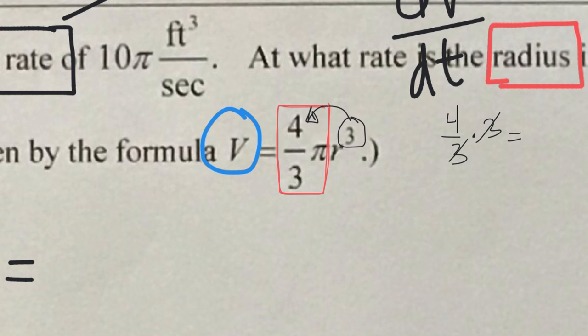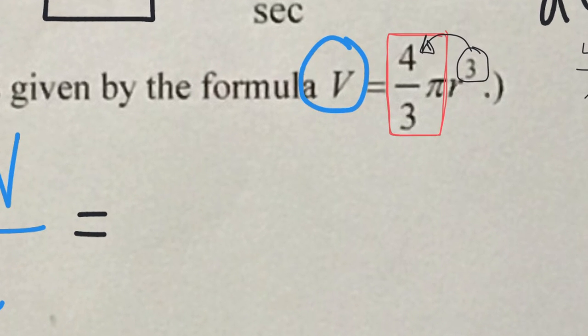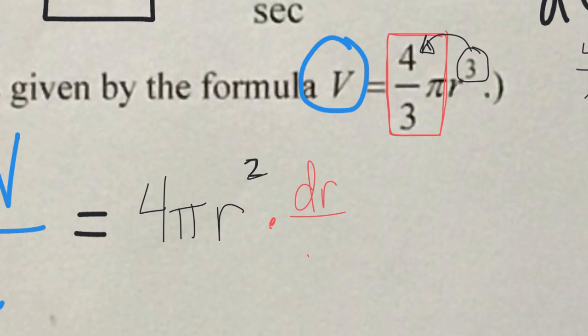4/3 times 3 is just 4. So this right side is going to simplify to 4 pi times r to the what power? Times r to the second. Okay, so that's applying the power rule. But now we have to include our derivative with respect to time, dr dt. We just took the derivative of r, so we have to have our dr dt, our derivative with respect to time.